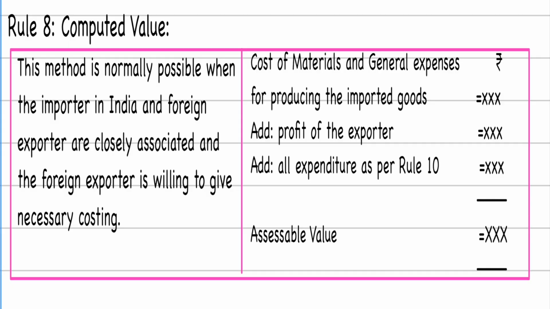Then coming to rule number 8, if rule number 7 is not applicable, rule number 8 talks about the computed value. Computed value means what? Where the importer and exporter are closely associated with each other. In that case, the importer submits full information about the costings of the product taken from the exporter, and the department is satisfied with the exporter cost, exporter profit to supply those goods, and the pre-shipment expenditure as per rule number 10, and the department computing the value and arriving at the value is called computed value.